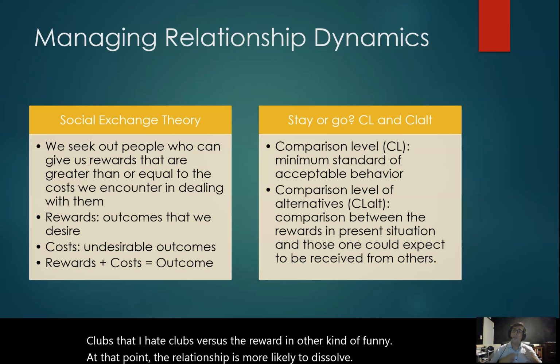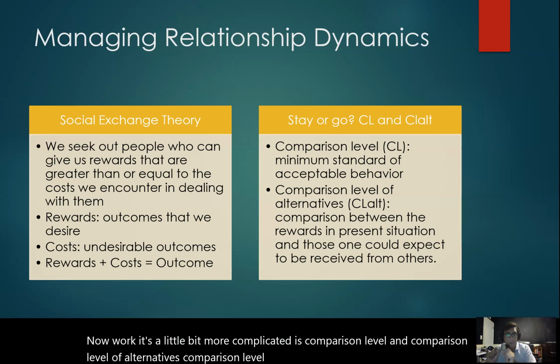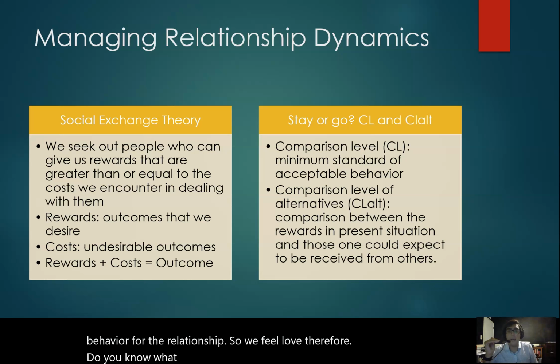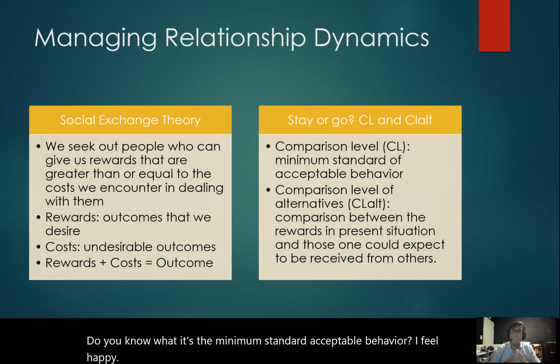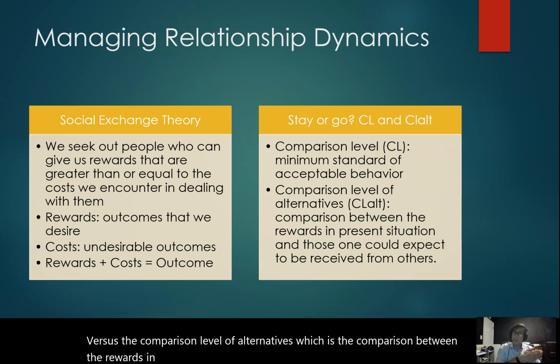Now, where it gets a little bit more complicated is comparison level and comparison level of alternatives. Comparison level is the minimum standard of acceptable behavior for the relationship. So, we feel love, therefore, it's the minimum standard of acceptable behavior. I feel happy. Versus the comparison level of alternatives, which is the comparison between the rewards in a present situation and those one could expect to be receiving from others.